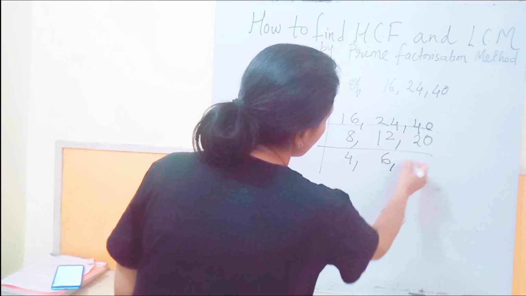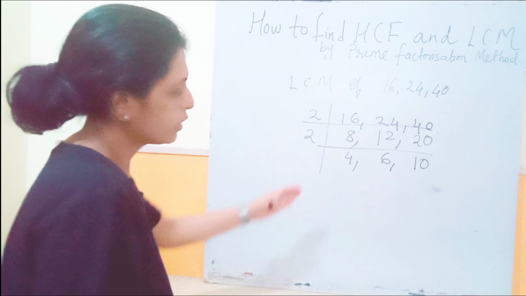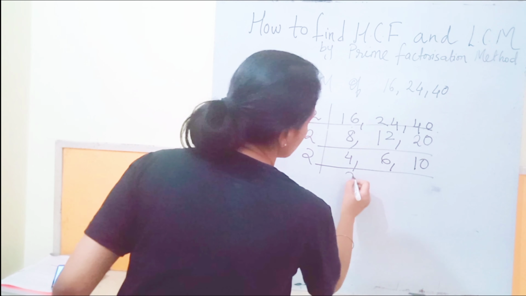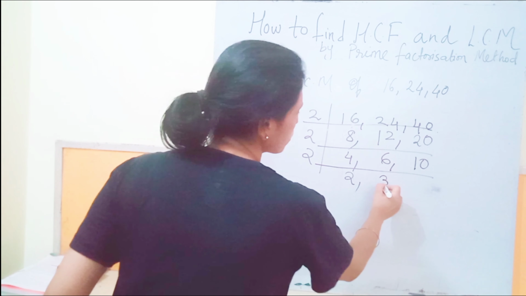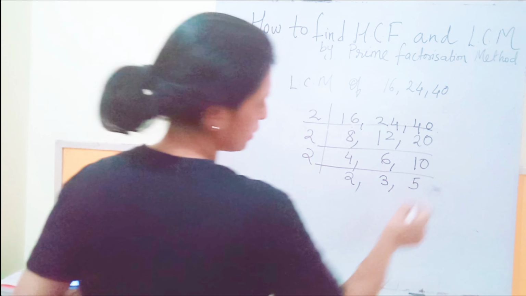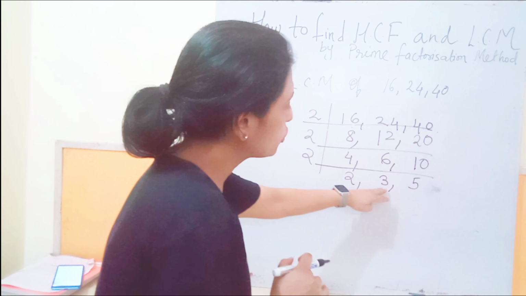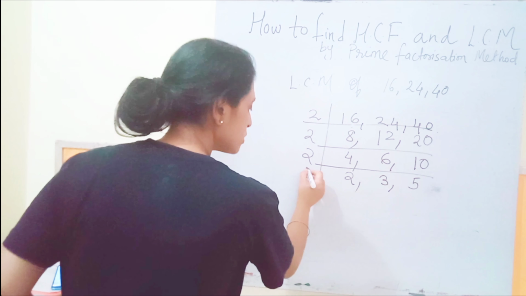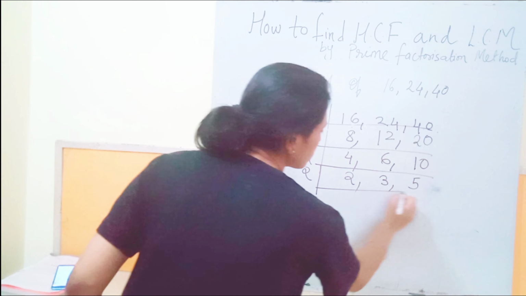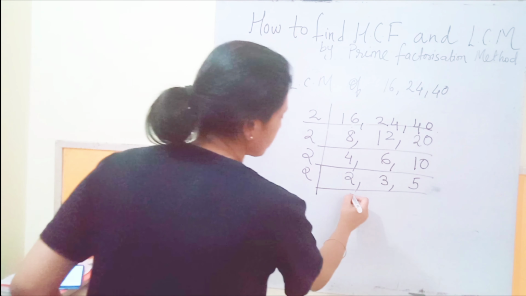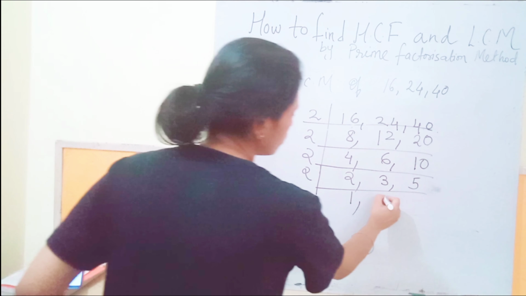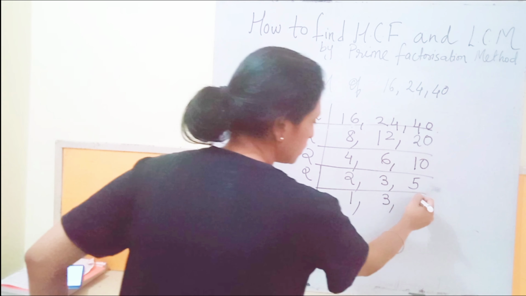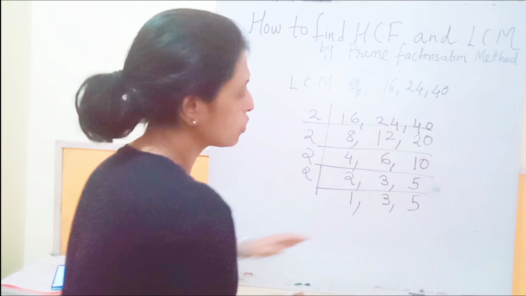2 6s are 12, 10 2s are 20. Again these numbers are divisible by 2, so we write 2. 2 2s are 4, 3 2s are 6, 5 2s are 10. Here 3 and 5 are not divisible by 2, but 2 is divisible by 2, so we will divide it by 2. 2 1s are 2. 3 will not go by 2, so we bring it down as it is. 5 will also not be divisible, so it will come as it is.